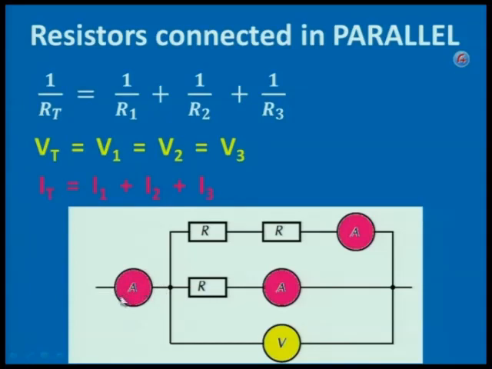So this ammeter would be measuring the total current. Here, your current splits up. One part of the current goes there through these two resistors, and the other part of the current goes through this resistor, measured by this ammeter. So, very important, these three equations.